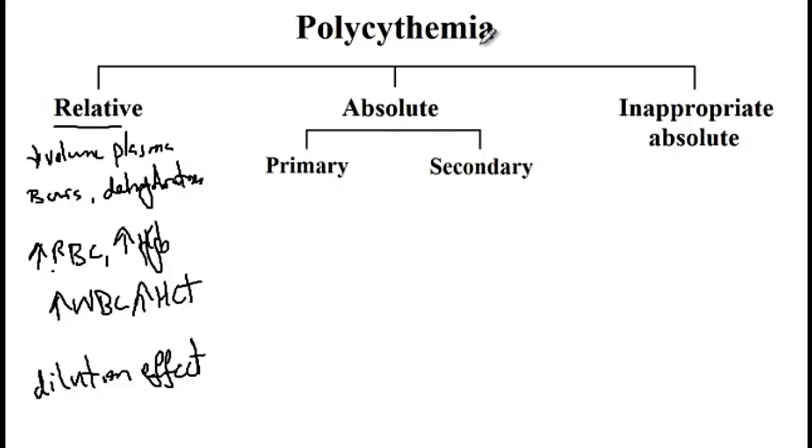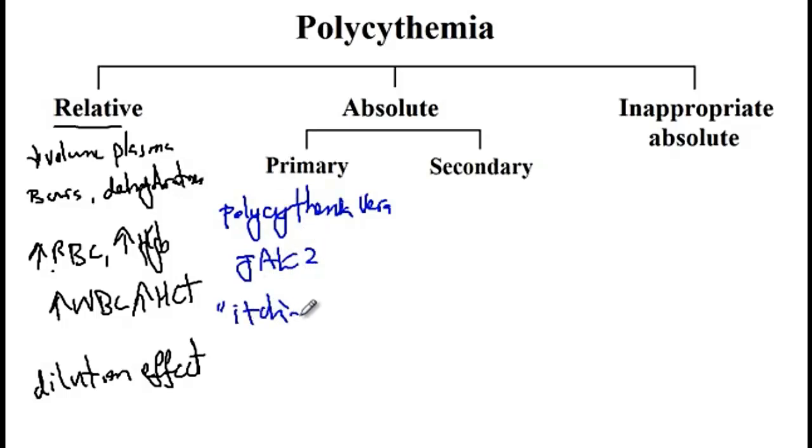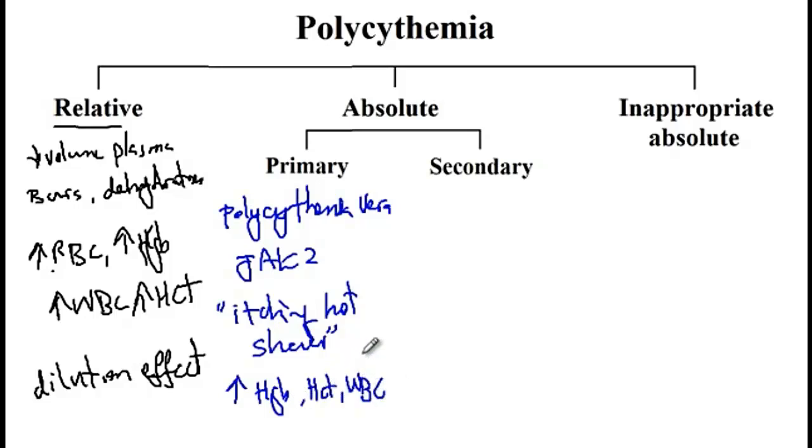Next, we have the absolute polycythemia, which is divided into primary and secondary. So primary absolute polycythemia, an example of which is polycythemia vera, is due to a mutation in the JAK2 gene, and these patients have itching after they take a hot shower. And then the blood count shows elevation of the hemoglobin, hematocrit, platelets, as well as the white blood cell counts. However, the level of erythropoietin is low in these patients.